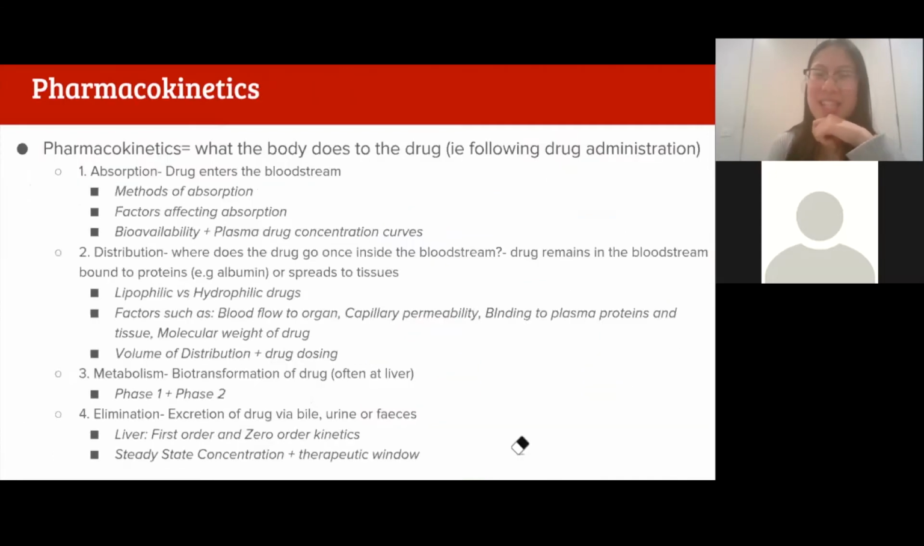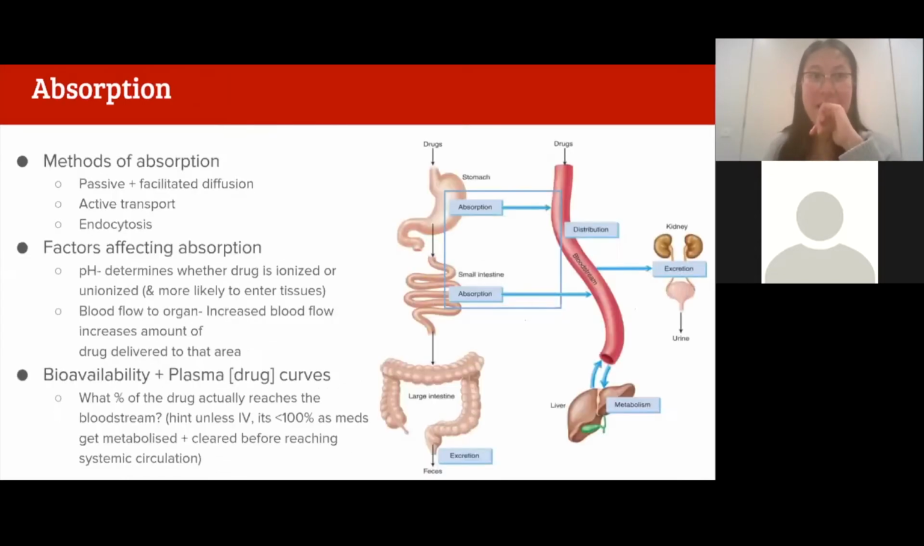But again, just another slide giving you the overview. You've got the 4 steps: absorption, distribution, metabolism, and elimination. Now I've popped in italics some of the key points we're trying to cover under those. So to start us off with absorption. So a couple methods of absorption. A drug can be absorbed via passive diffusion, facilitated diffusion, active transport, endocytosis.